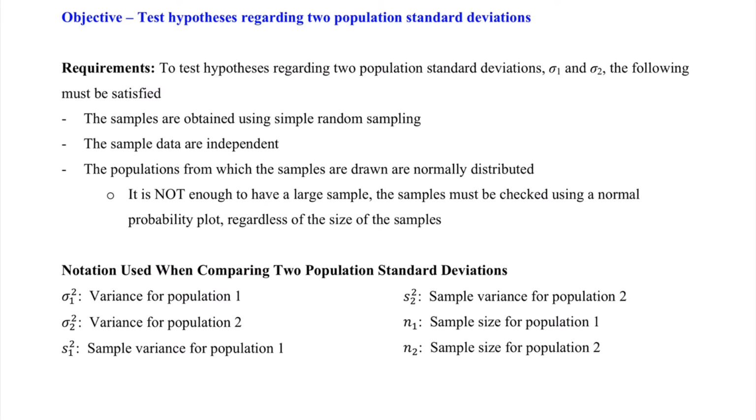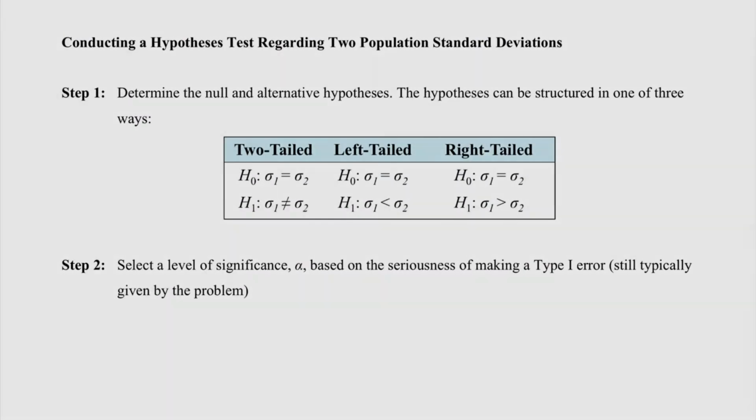The samples must be checked using a normal probability plot, regardless of the size of the samples, unless we're flat out told the population is a normal distribution. And then we see some notation there at the bottom of the screen. That's just to keep everything lined up, since sometimes sample variance and population variance can be a bit confusing. But let's go ahead and jump into the steps on conducting these hypothesis tests.